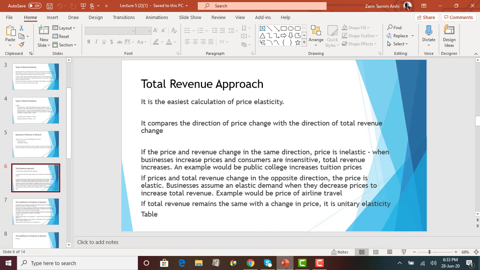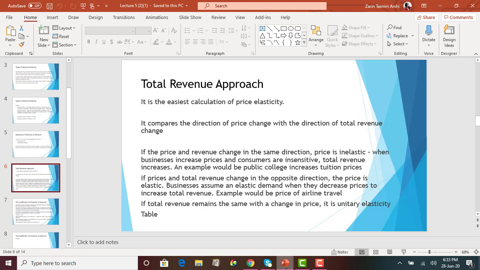Okay, so if the price and revenue change in the same direction, so if price is going up and revenue is also going up, in that case demand is inelastic. Or if price is going down and revenue is also going down, then the quantity demanded is inelastic. An example would be a public college increasing tuition prices. If tuition prices go up, total revenue will also go up, because most people will go and finish their college work, right?